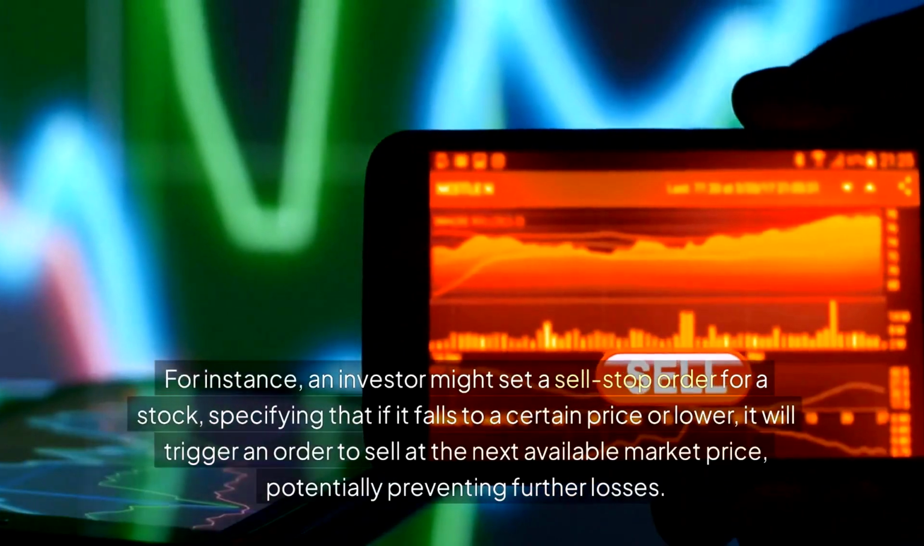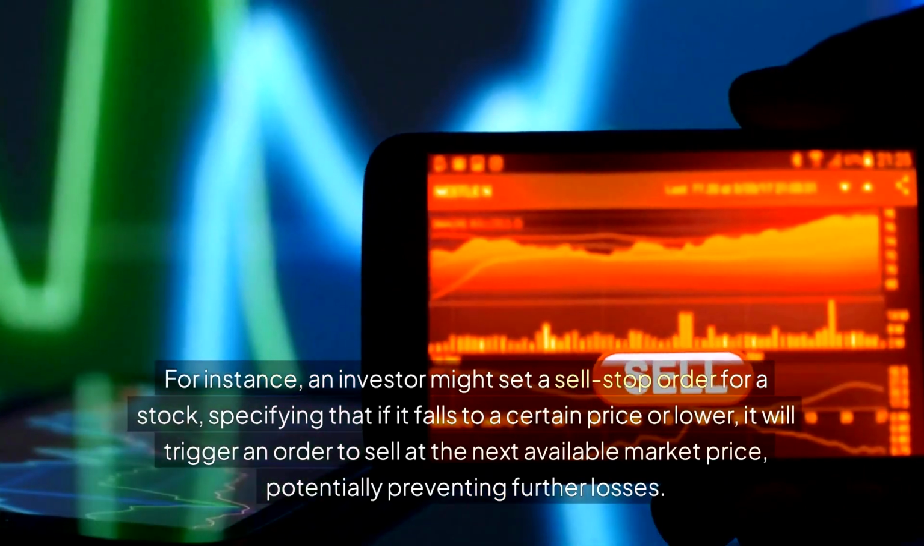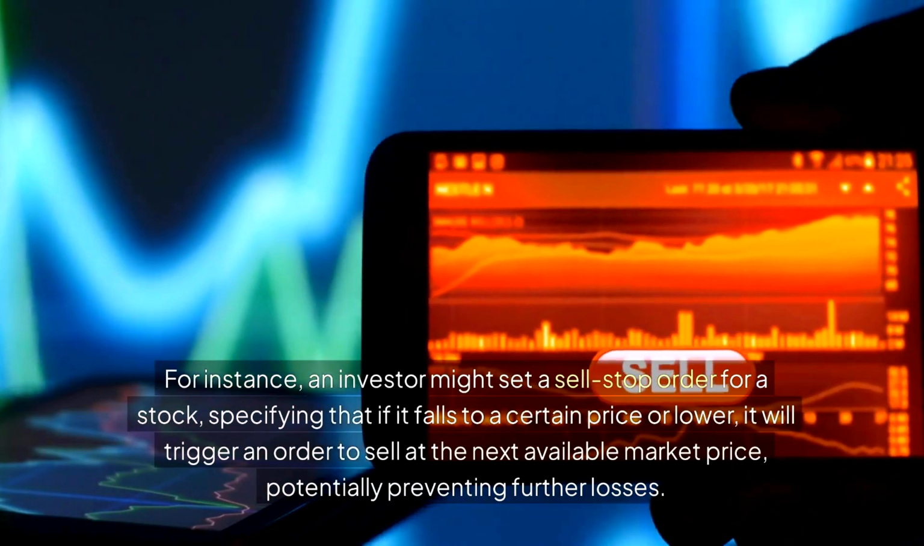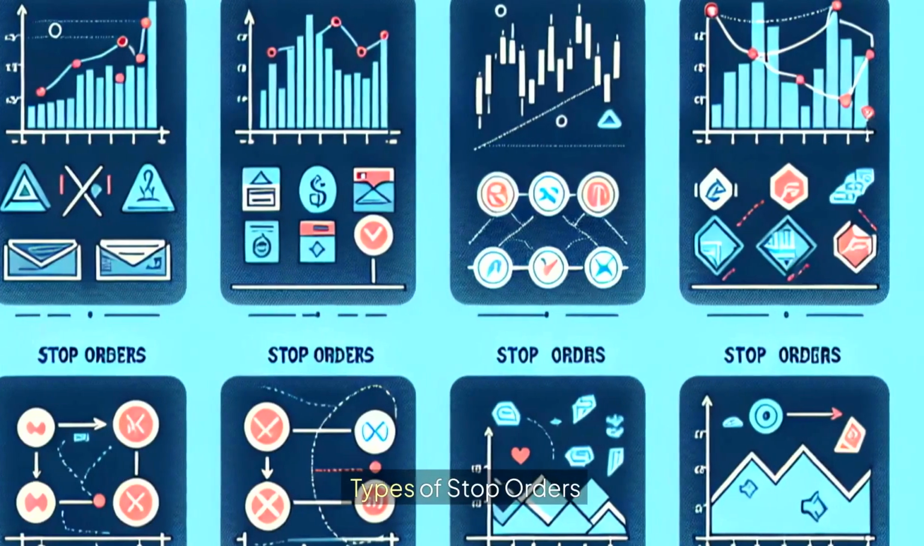For instance, an investor might set a sell stop order for a stock, specifying that if it falls to a certain price or lower, it will trigger an order to sell at the next available market price, potentially preventing further losses.